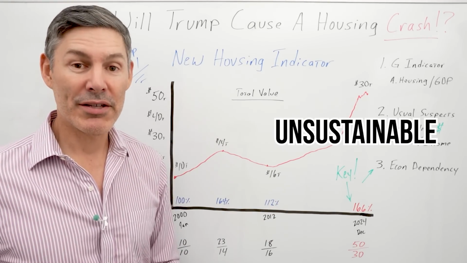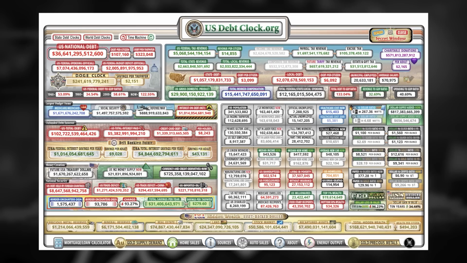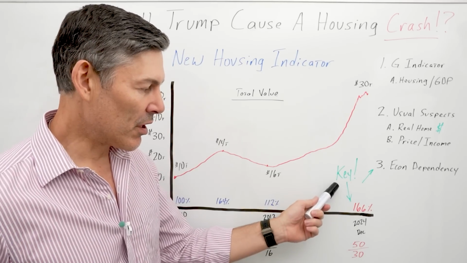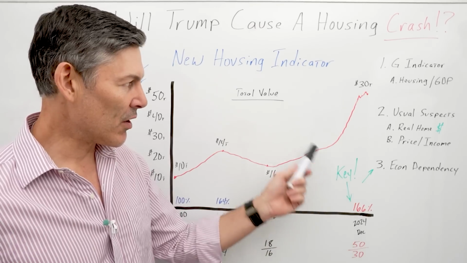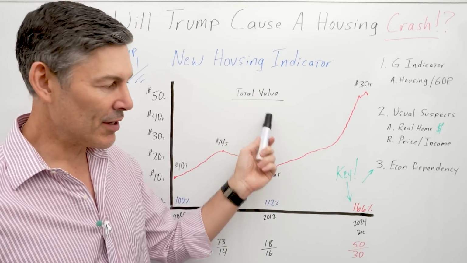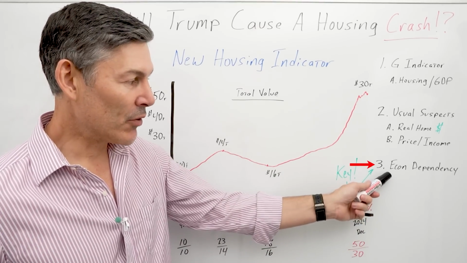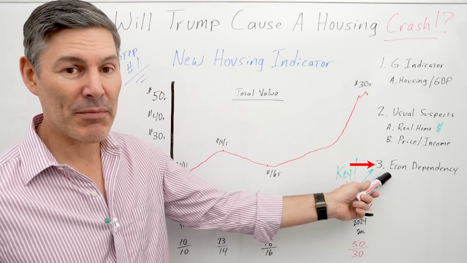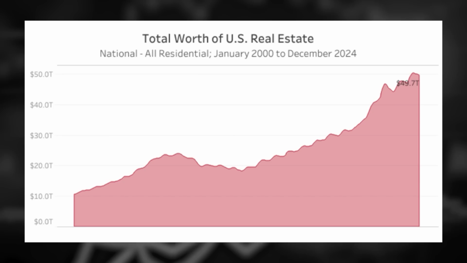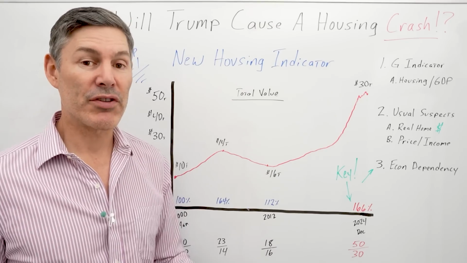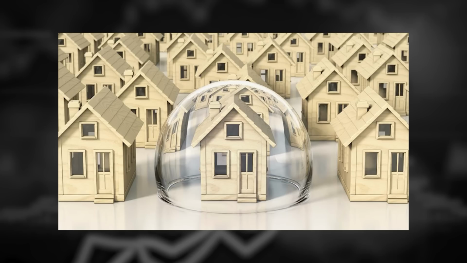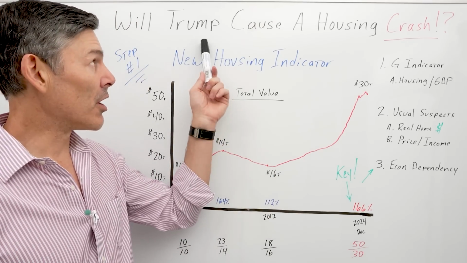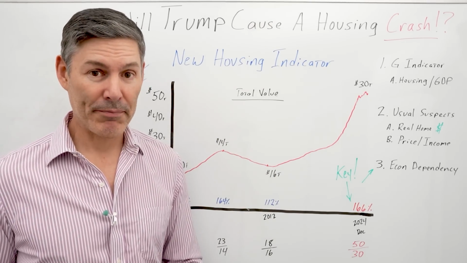It is unsustainable, as they say about the United States debt. But I want to focus on the key here, and that's the 166%, which gives us an indicator as to how overvalued the market is, or maybe even more importantly, how dependent the United States economy is on home prices being at these nosebleed levels. In other words, the United States economy is completely dependent on a housing bubble that Donald Trump wants to pop.